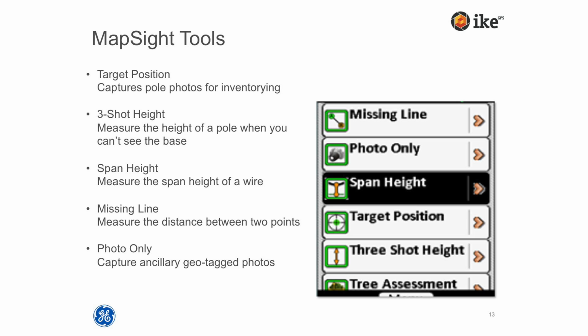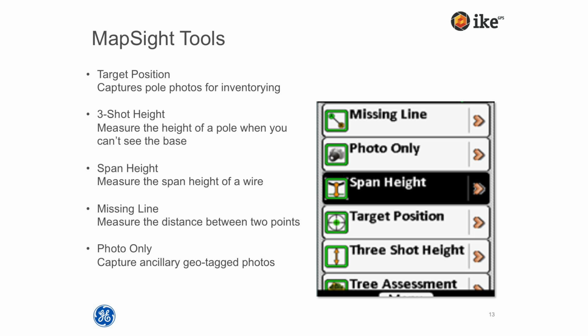So these MapSight tools are the tools that drive the different devices to specifically capture some of their most critical utility needs. Let's go over a few. Target position allows us to take a quick picture of any asset, in this case a photo of a pole, for quick inventory. So it gives us the geospatial location of it as well as that picture. 3-shot height is used in instances where a vertical asset may have its base obstructed, like a wall or vegetation. So we still can calculate the height of that asset even though we can't necessarily see the base.